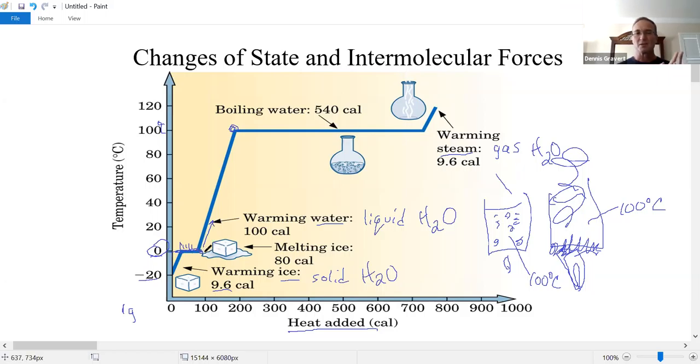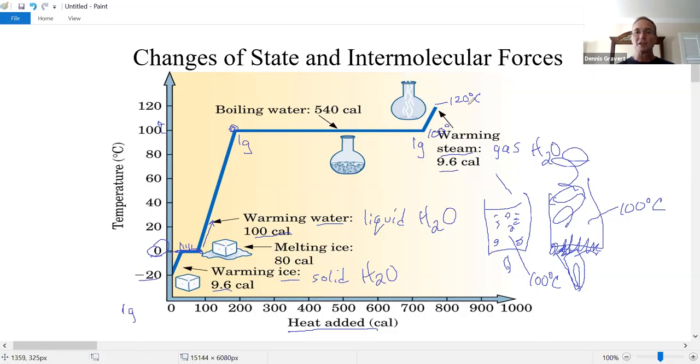And then what you can do with very cold water, you can warm it up to 100 degrees by adding 100 calories of heat. If you want to boil it, that 1 gram of water needs 540 calories to change into 1 gram of steam. And if you want to raise it up to 120 degrees from 100 degrees, it's going to take 9.6 calories.